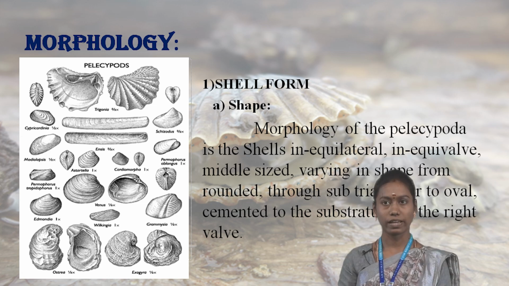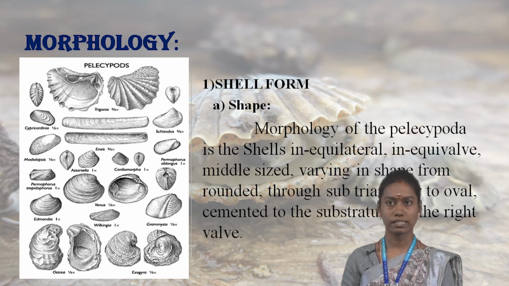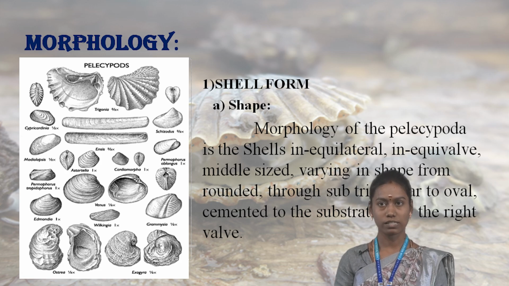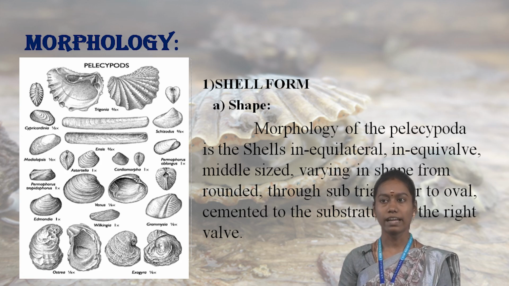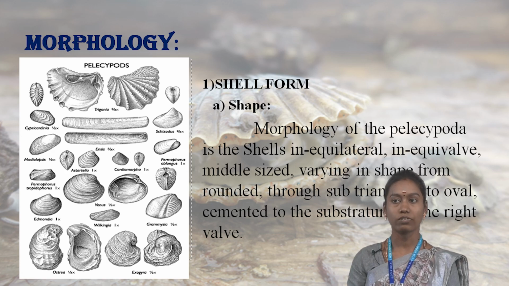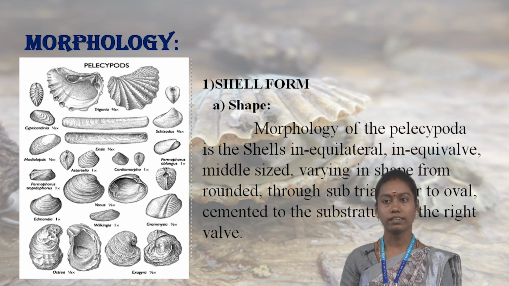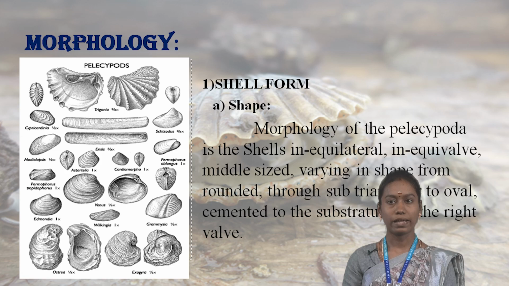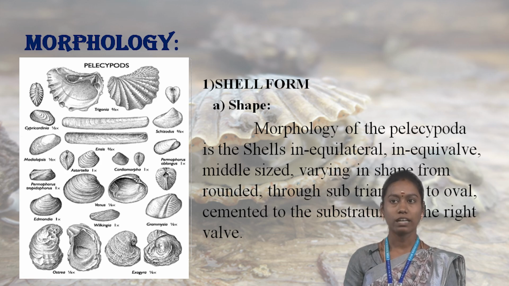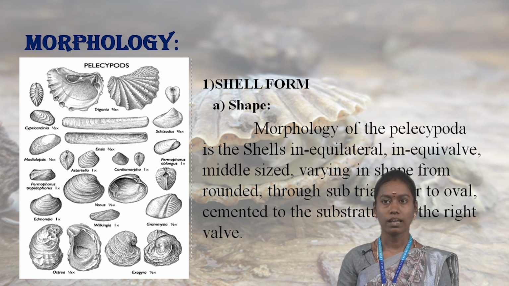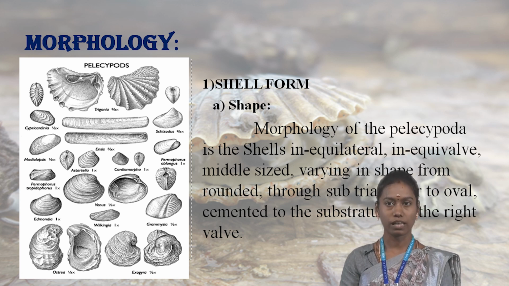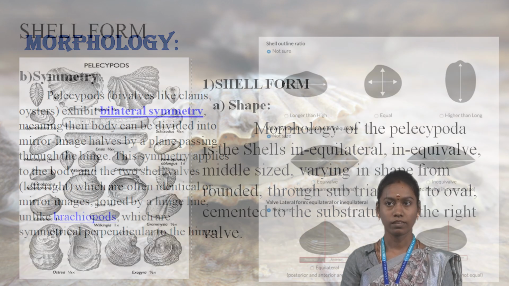In this picture, on the left side, you can see the different shapes of Pelecypods. First fossil, the Trigonia, which is subtriangular in shape, and then you can see Ostrea, which is oval in shape, and then Exogyra, Pecten, Chordata, Venus. These are all fossils which have different shapes in the shell forms and their ornamentation is also different, and both valves have the same shape.